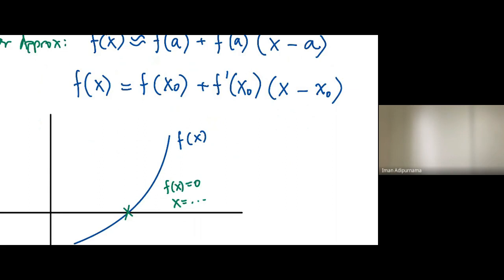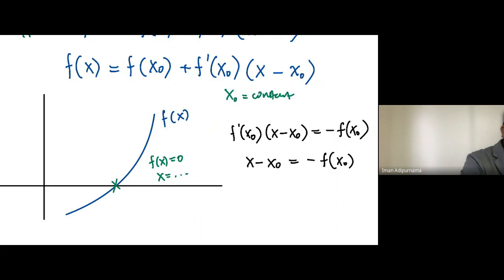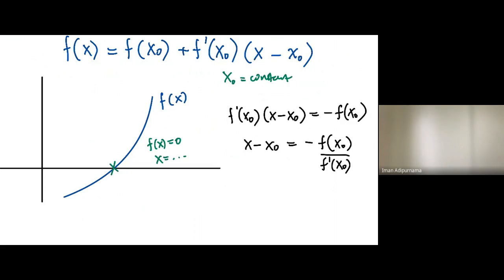So x0 is our approximation, or the number that we want to try. This is a constant. Let me write this. We can write this, and I can make this x. Now, what does this mean?